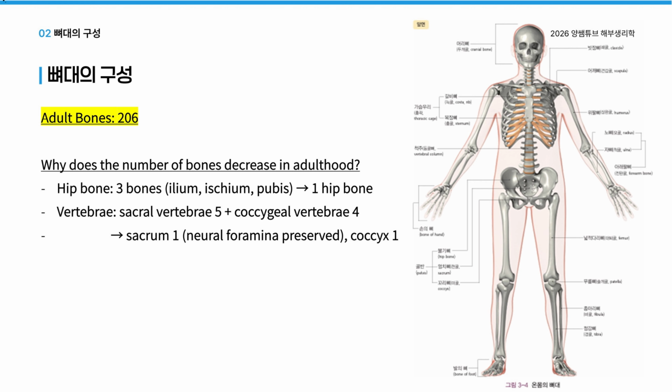Two examples. First, the hip bone. In a child, it's three separate bones, the ilium, the ischium, and the pubis. But as we grow, they fuse together at the acetabulum into a single hip bone. Second, the vertebral column. We're born with 5 sacral vertebrae and 4 coccygeal vertebrae. The 5 sacral vertebrae fuse into one sacrum, importantly keeping their neural foramina, the openings that let nerves pass through, and the 4 coccygeal vertebrae fuse into a single coccyx.